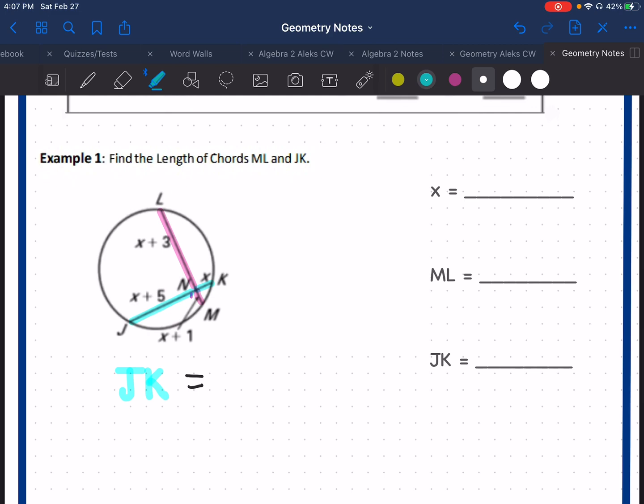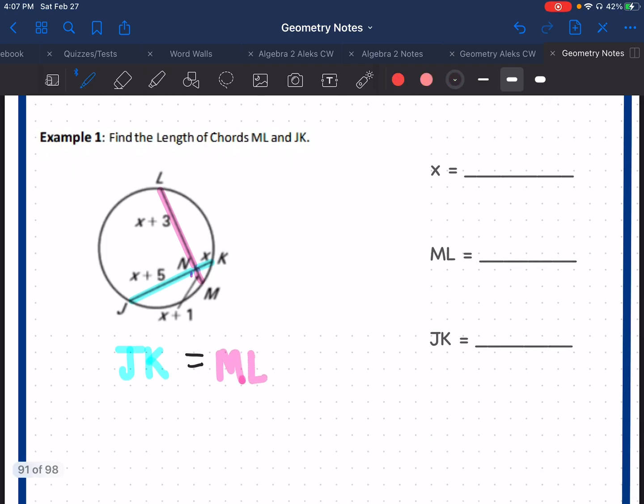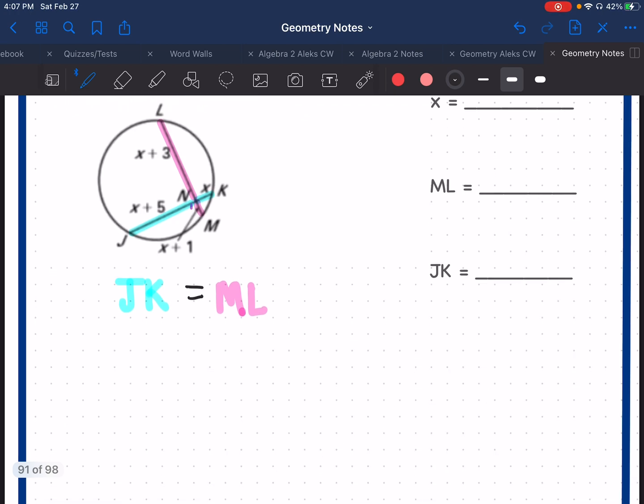the length of ML. So what we're going to do is apply the theorem, and we're going to break it into the two pieces. So X plus 5 times X makes up the blue piece of JK, and X plus 3 times X plus 1 makes up the pink piece of ML. I'm going to multiply next.